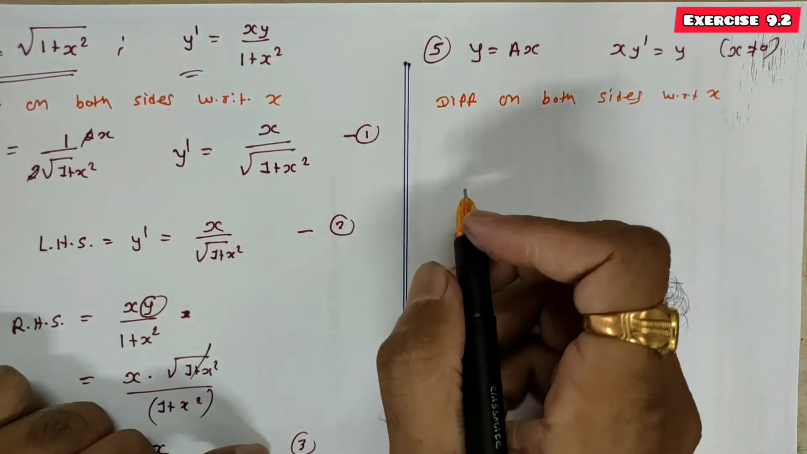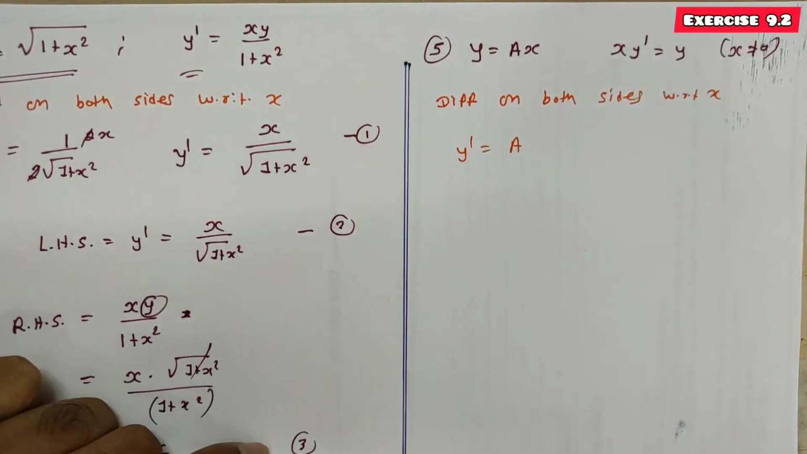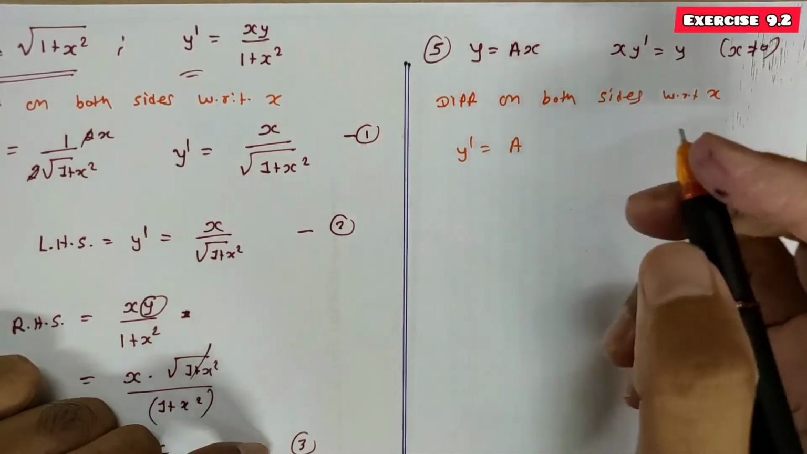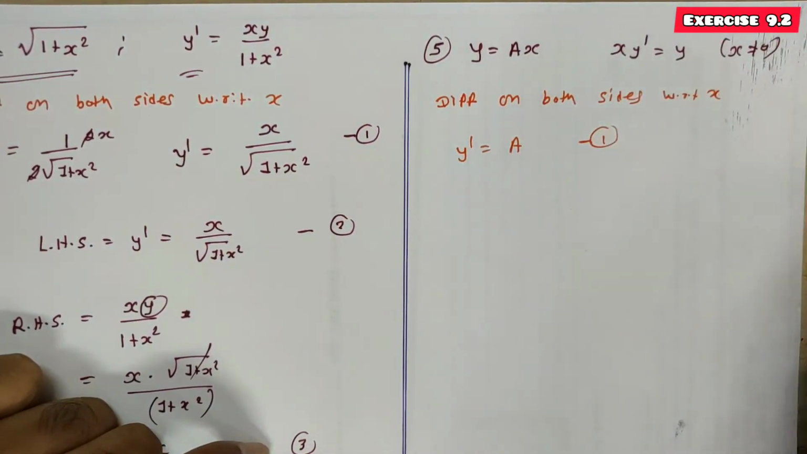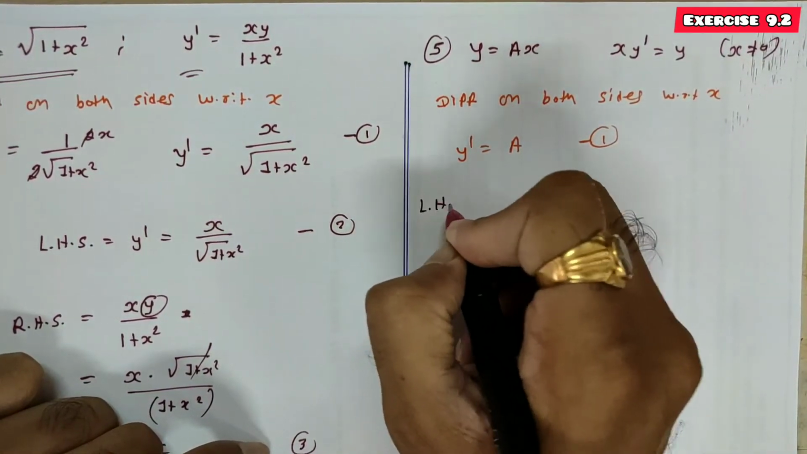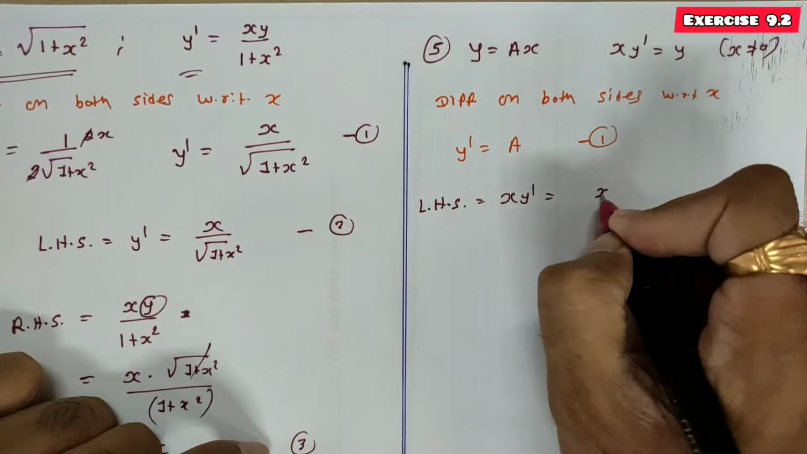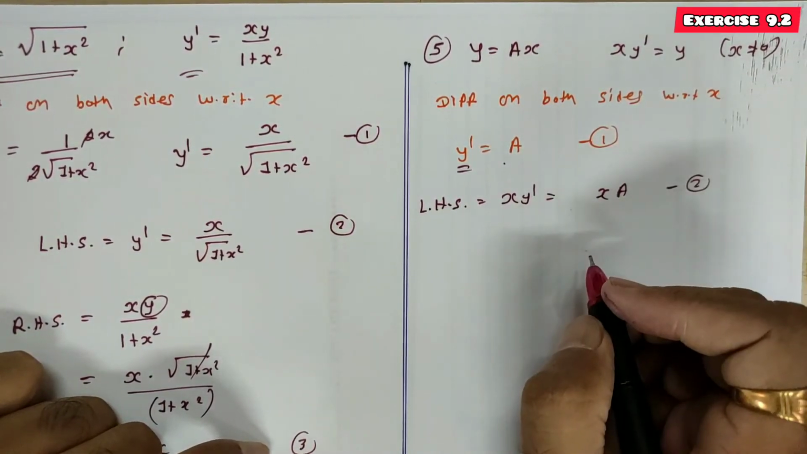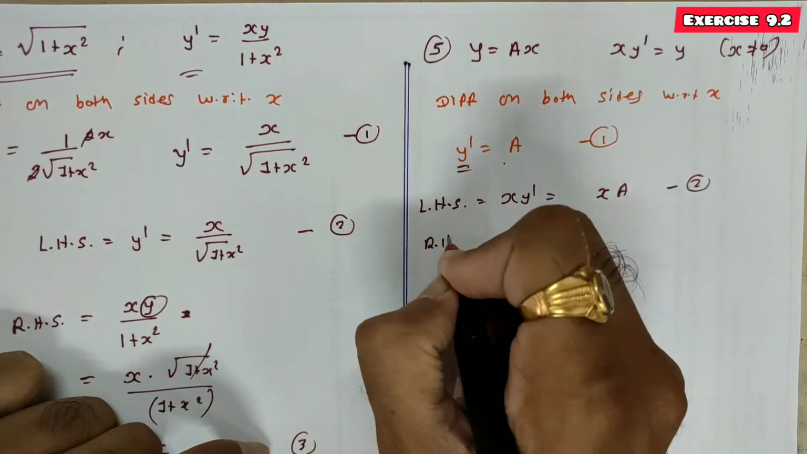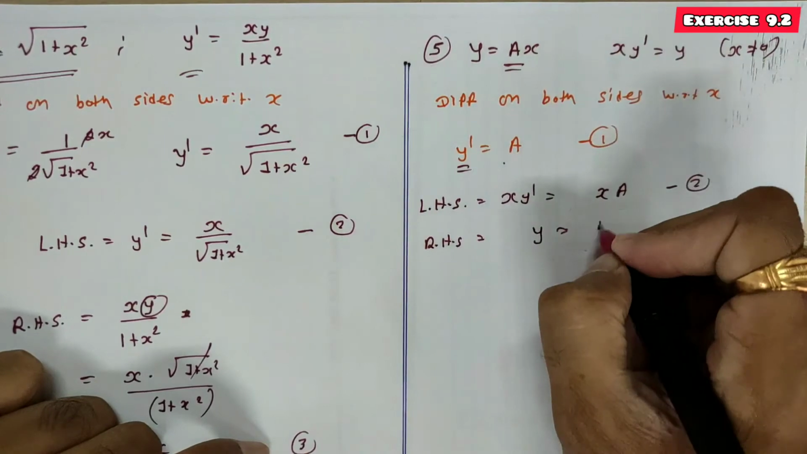So differentiation of y, which is y dash, equal to a, and differentiation of x with respect to x is 1. So y dash equal to a. So now let's check this left hand side. Left hand side is x y dash. So x y dash is x a. Say result 2. And right hand side. Right hand side is y. And what is y? y is ax.